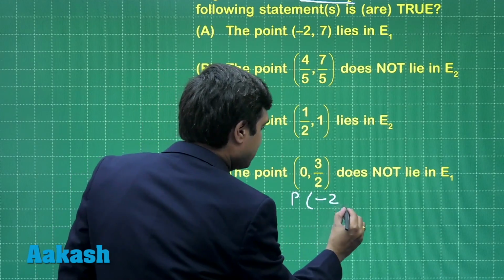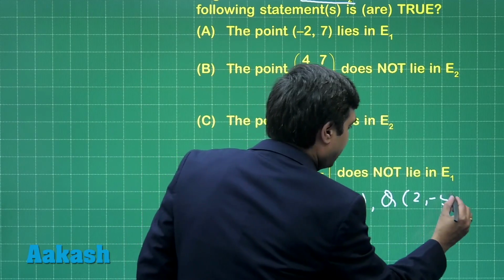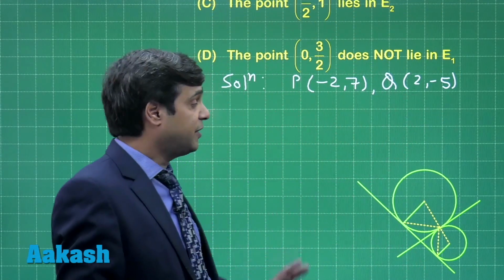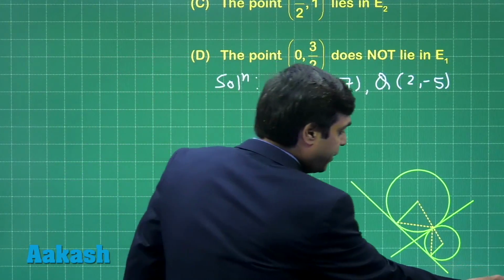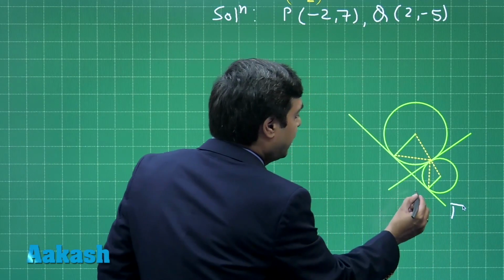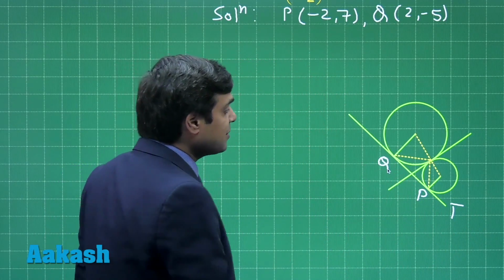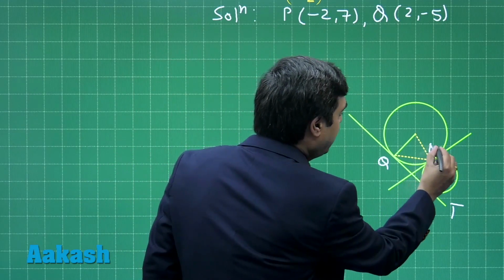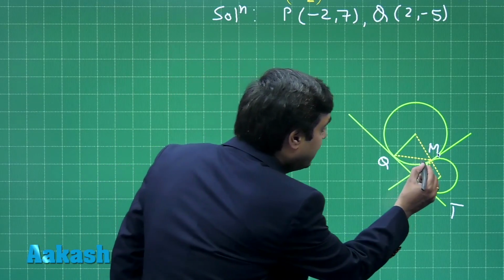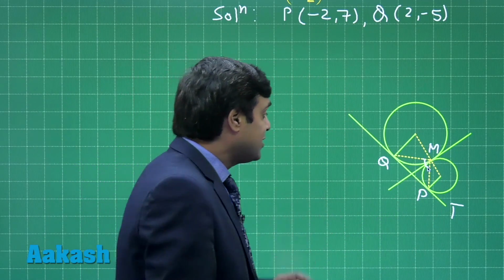Point P is (-2, 7), point Q is (2, -5). Now, considering the given statements and these 2 points, we can trace the figure as this one: the line T is passing through the 2 points P and Q. The circles are touching each other at a point, say M, as given. Now, if I consider the angle QMP, this is clearly 90 degrees.